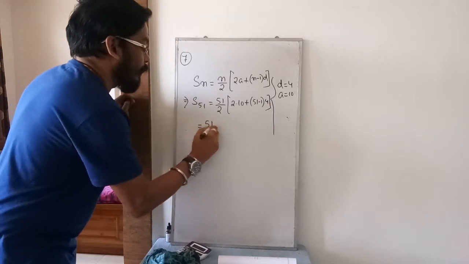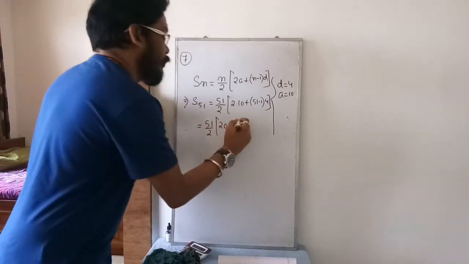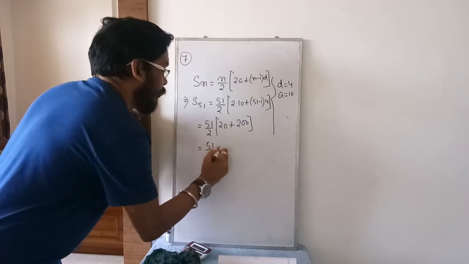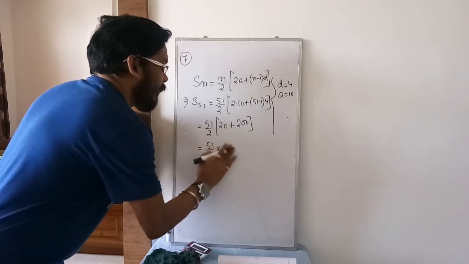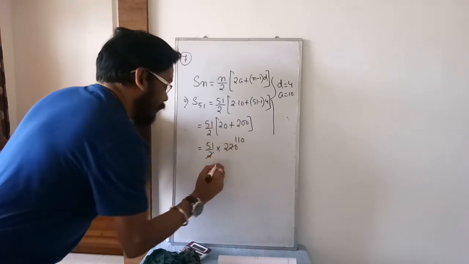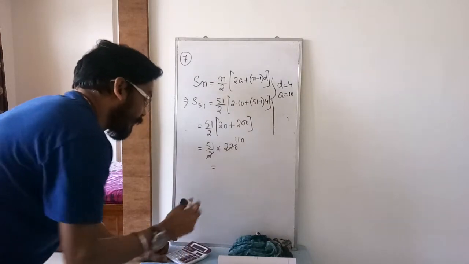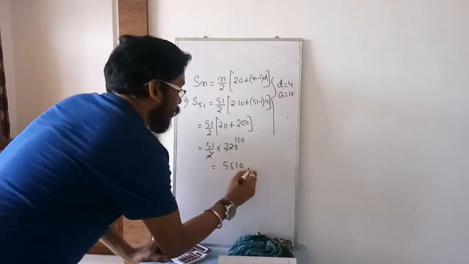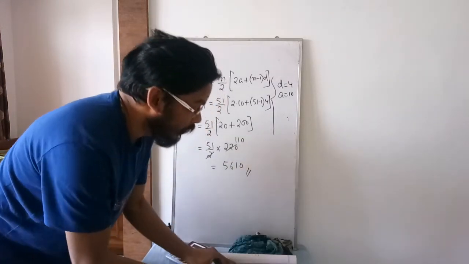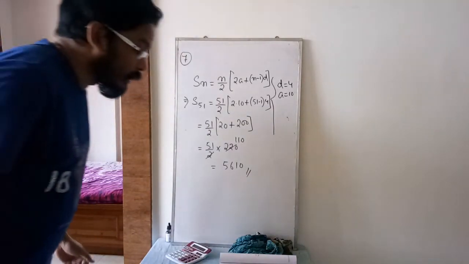So here it is 51 by 2. 2 tens are 20. 51 minus 1 is 50, so it is 200. So it is 51 by 2 into 220, which is 51 into 110. 51 into 110 you will get 5610. So note it, 5610.